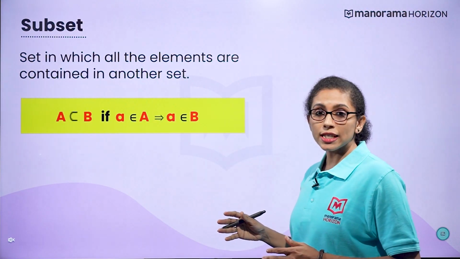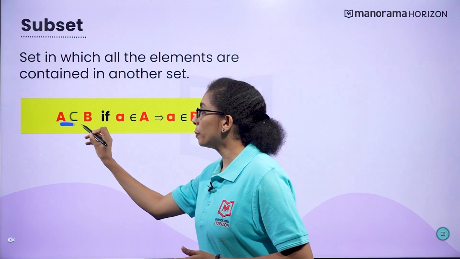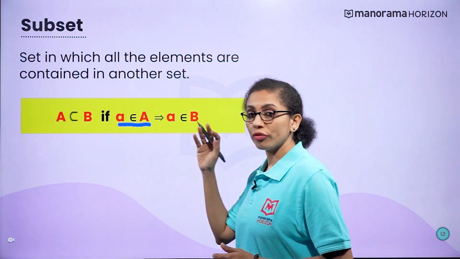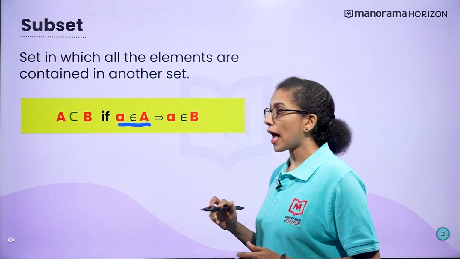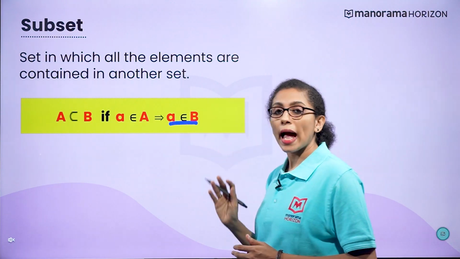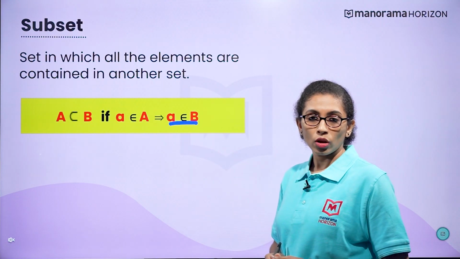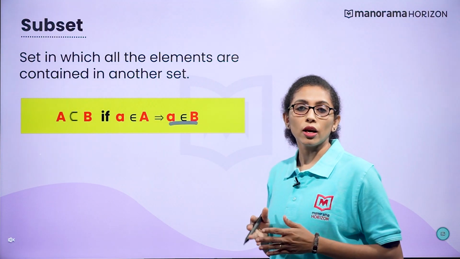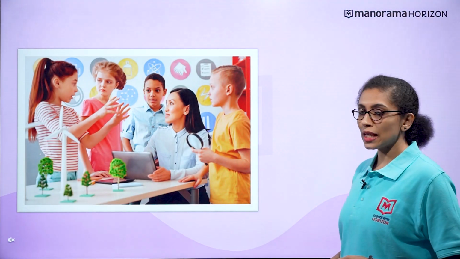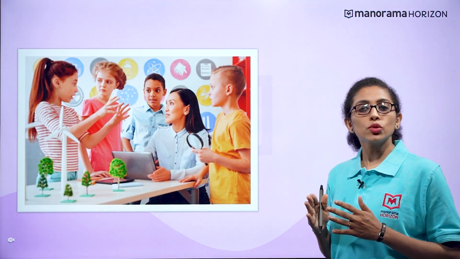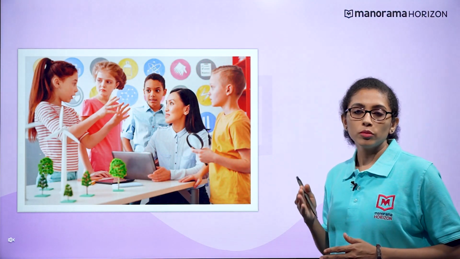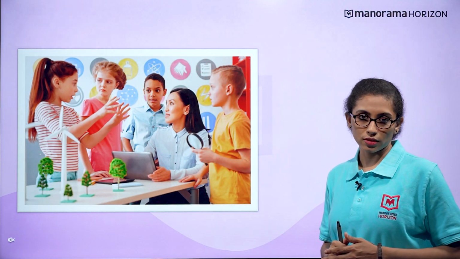Mathematically, A is a subset of B if x is an element of A implies that x is also an element of B. We can find a variety of examples of subsets in our daily life. For example, if all the school clubs form a set, then the arts club and music club form a subset.